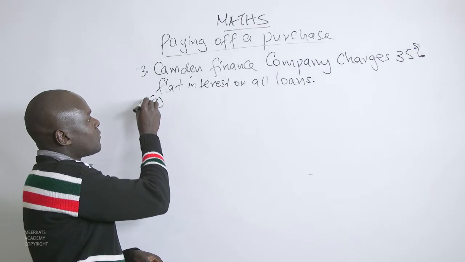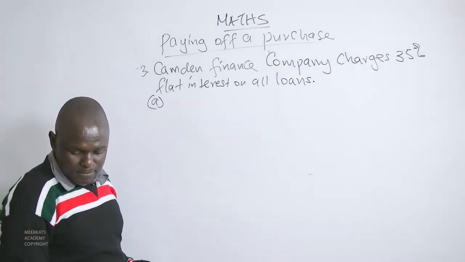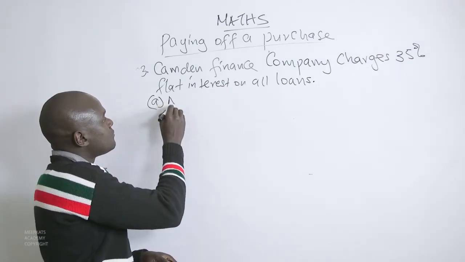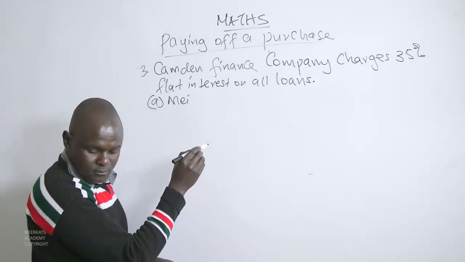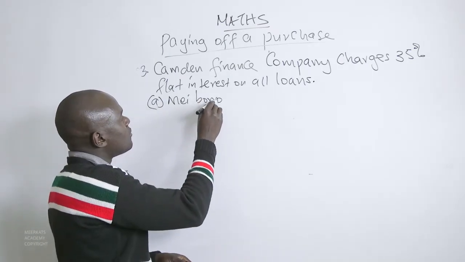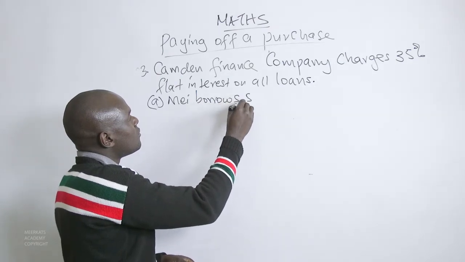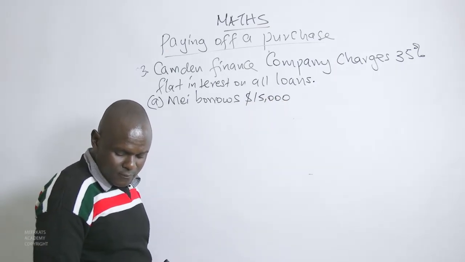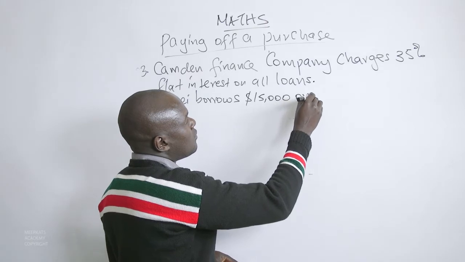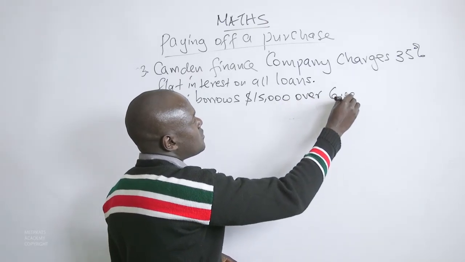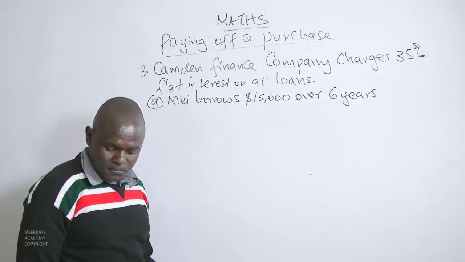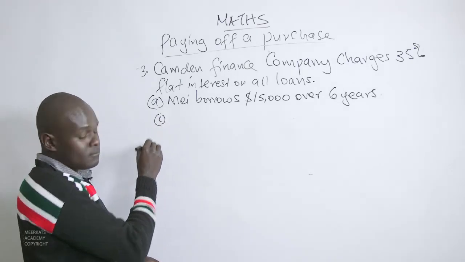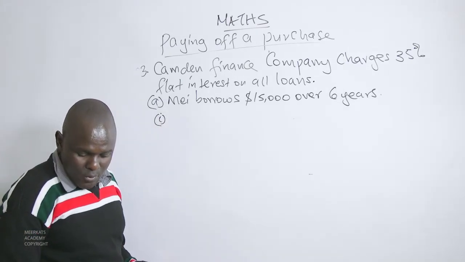Part A, a client by the name May borrows $15,000 from the company over 6 years. Part A, calculate the interest on the loan.